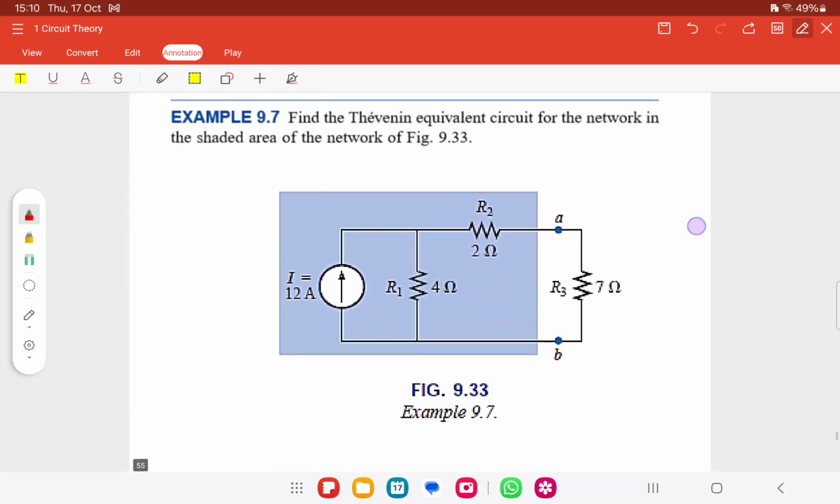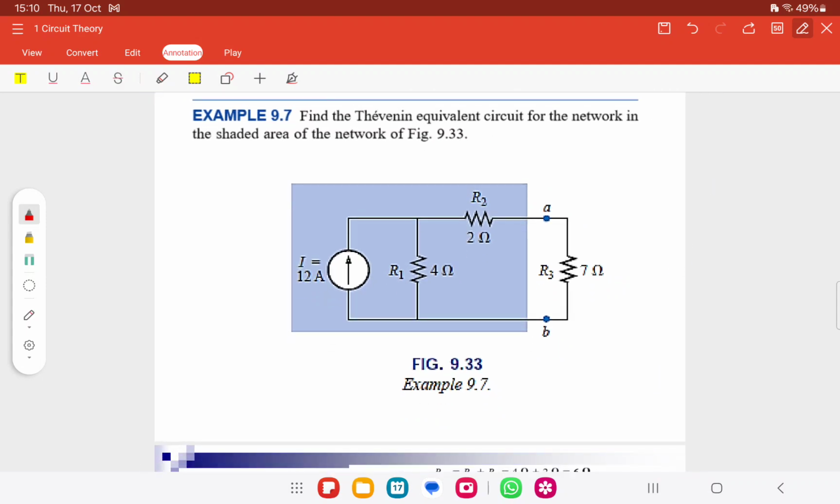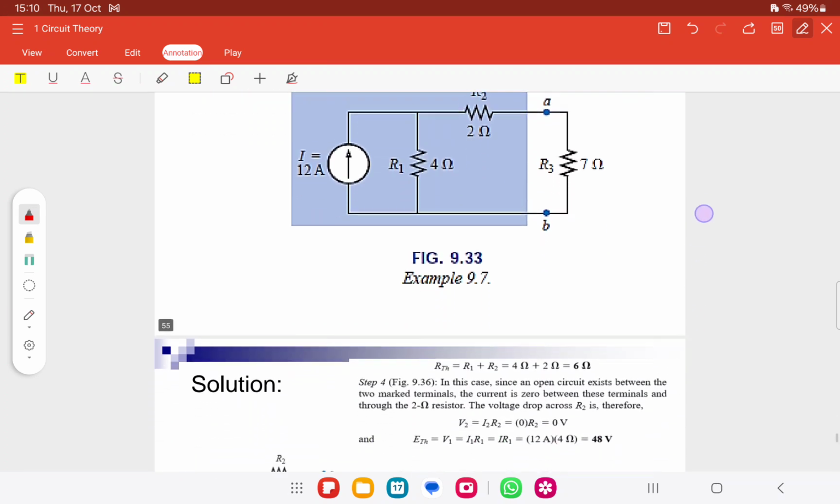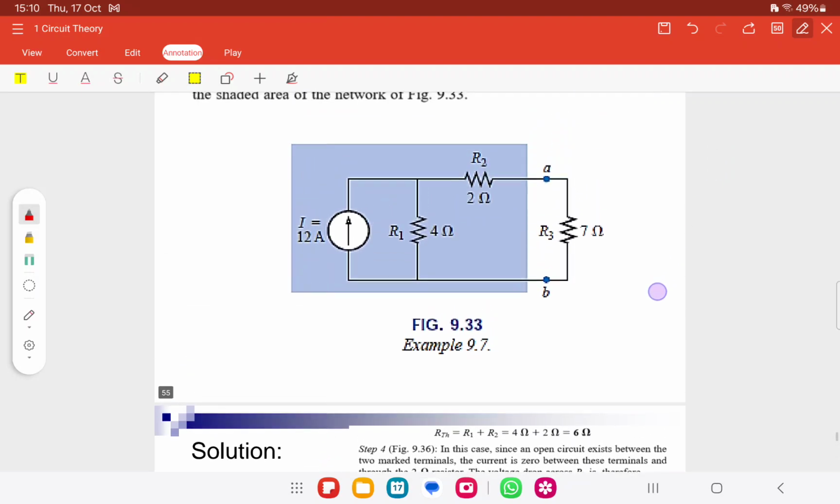Okay, tolong buat this one. Buat ni sekejap and then we do some exercise, baru kita main game. Dah ada dah pun solution dia. Okay, but then now we have the current source. Okay, first step, what is the first step to do Thevenin?